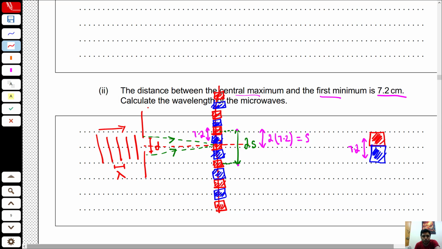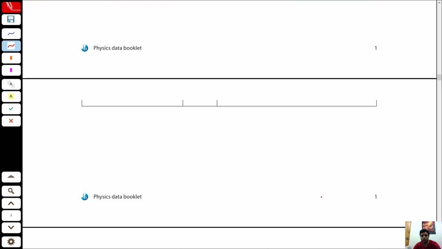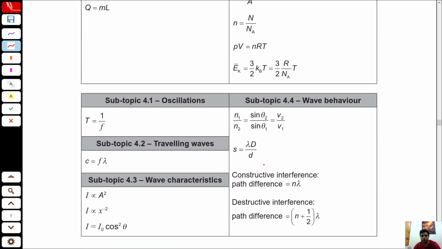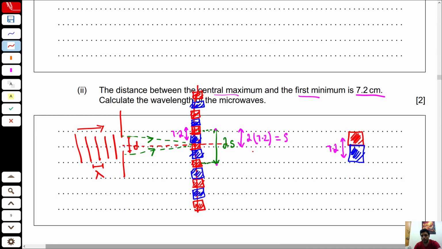What does he want? Calculate the wavelength of the microwave. So if you go back to the data booklet, we will borrow the wave phenomena equation, which is this one. S equals lambda capital D over small d. Small d is here, lambda is there, and the distance between the screen and the slit is capital D. This is the screen on which maxima and minima fringes are formed.